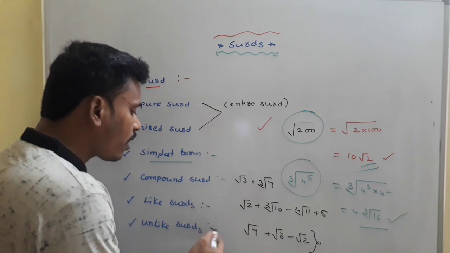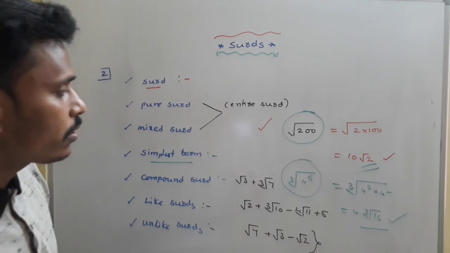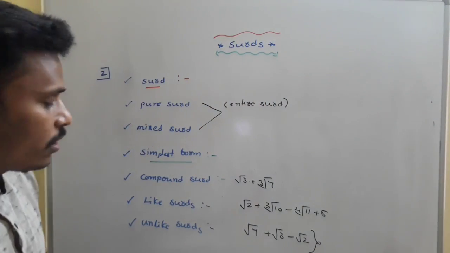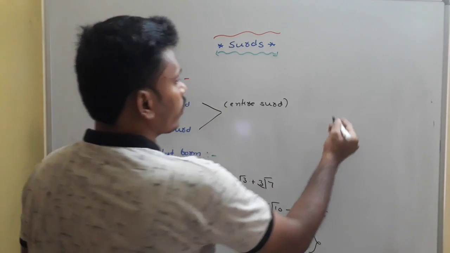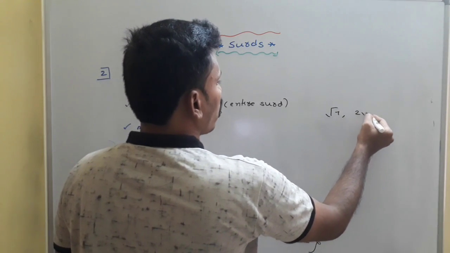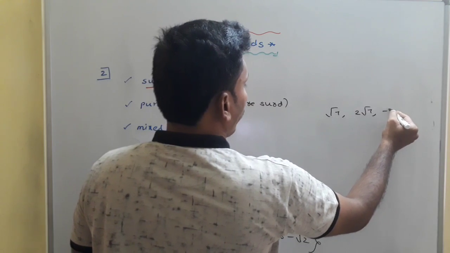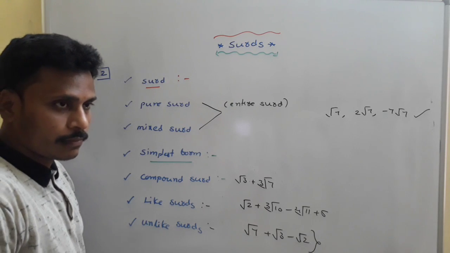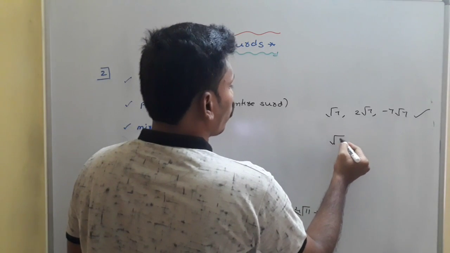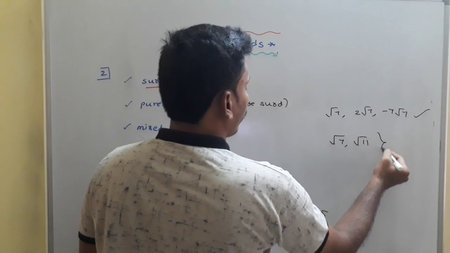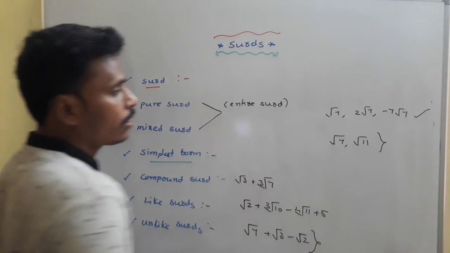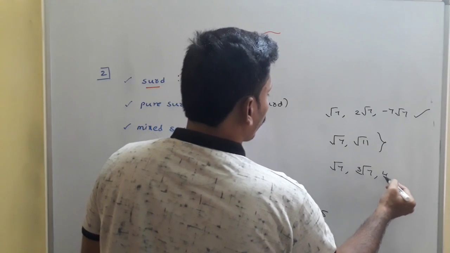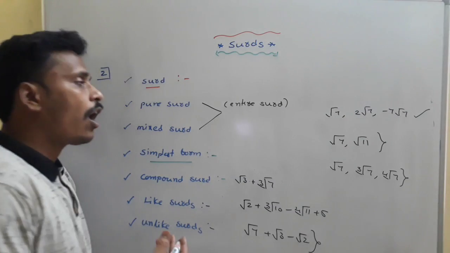And the next thing is like surds and unlike surds. Like surds and unlike surds means if the irrational part is the same in the surds, then we consider them like surds. For suppose if you take root 7, 2 root 7, minus 7 root 7, all these are considered like surds. For suppose if you take root 7, root 11, they are unlike surds. Not only this, for example, root 7, cube root 7, 4th root 7, these are also considered unlike surds.